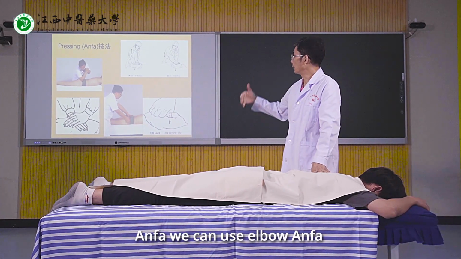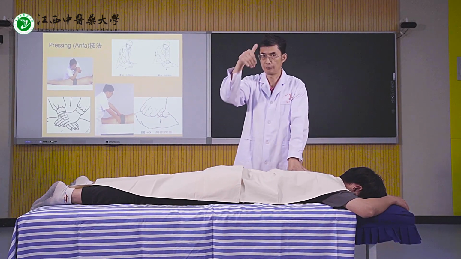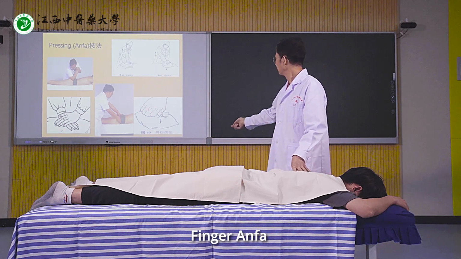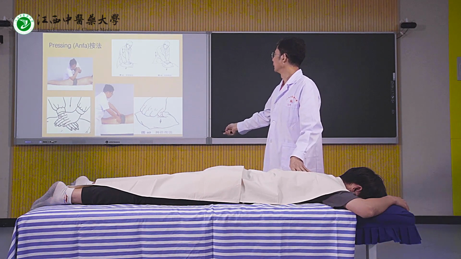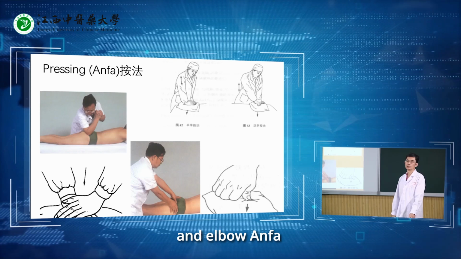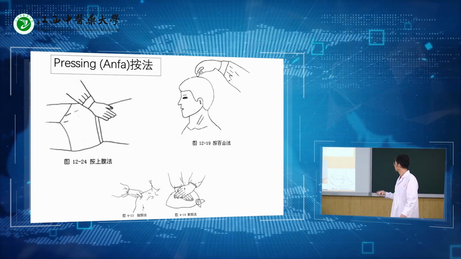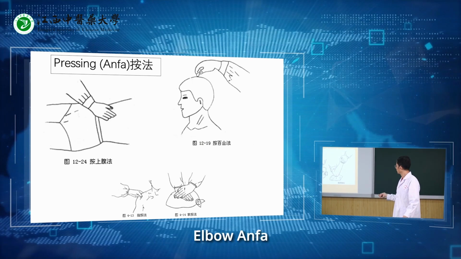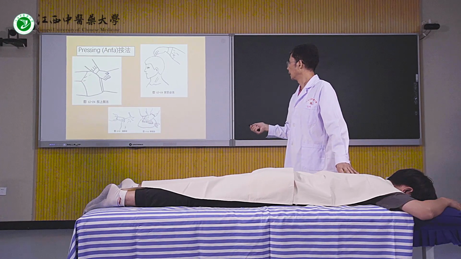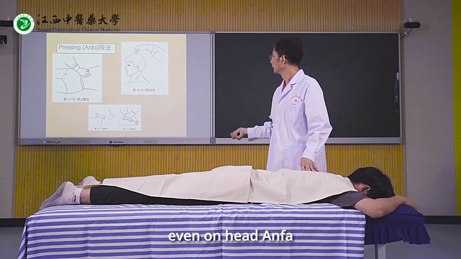Of course, for 按法 we can use elbow 按法, palm 按法, finger 按法. See, finger 按法, double hand, one hand, double hand, and elbow 按法. Very effective, very easy. Okay, that is 按法. 按法 with elbow. 按法 on different kinds of areas, even on head.